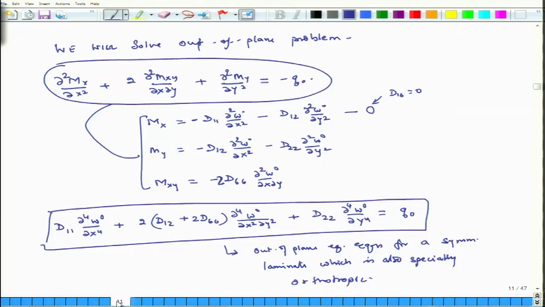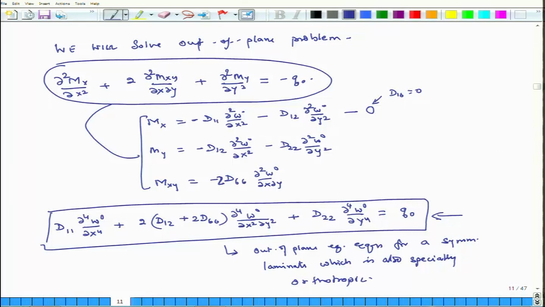Today is the 5th day of the ongoing class in the 8th week of the course, and yesterday we developed the governing differential equation for a plate which is symmetrically laminated, and also especially orthotropic in nature. Because of such a lamination sequence, its out of plane and in plane solutions get decoupled, and the governing differential equation assumes the form as shown here. This is the governing differential equation for variable w, which is out of plane deflection.